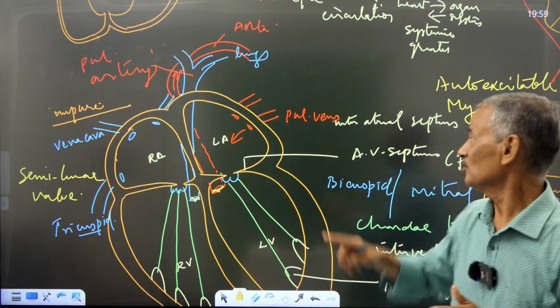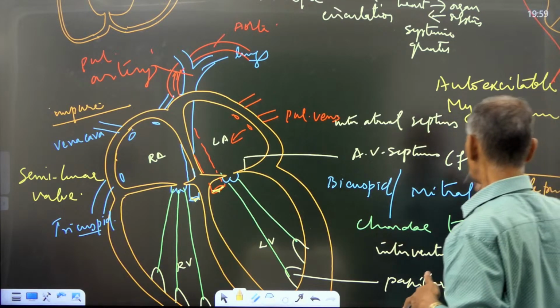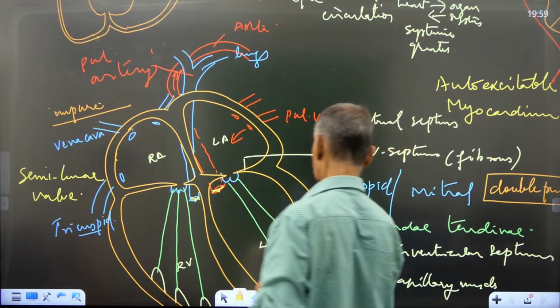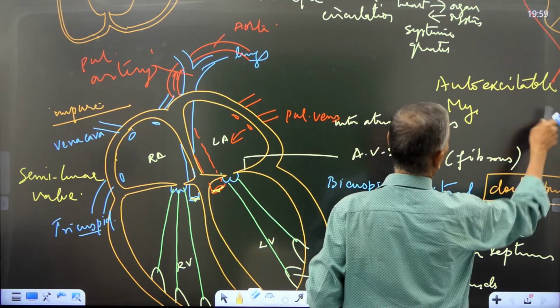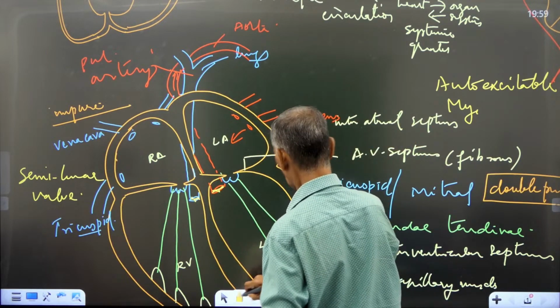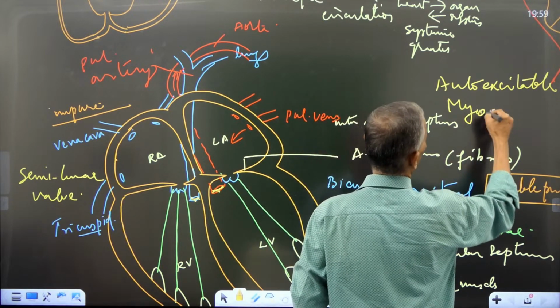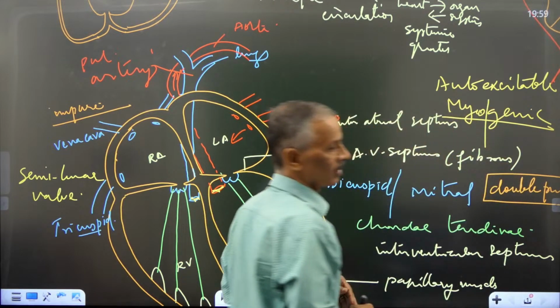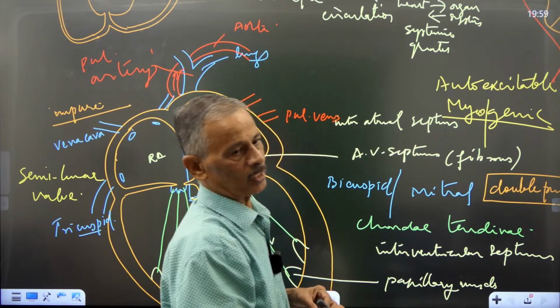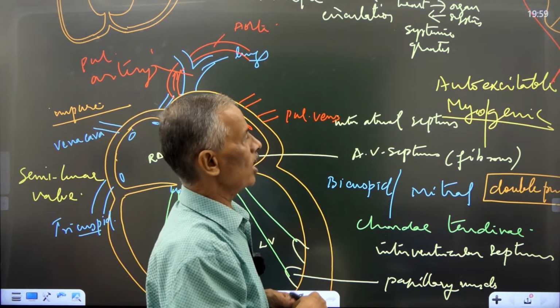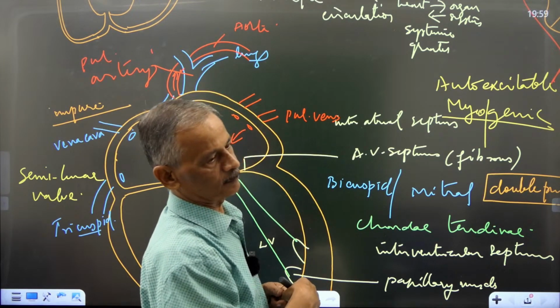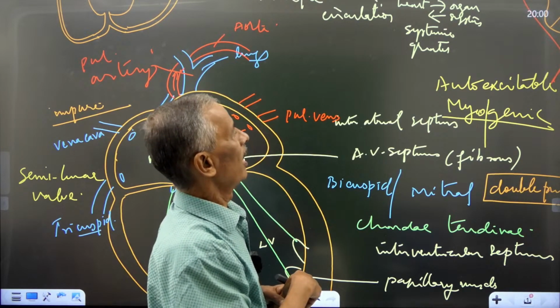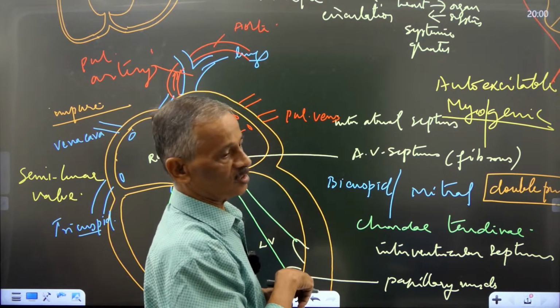Our heart is myogenic. നമ്മുടെ മസിൽസ് തന്നെയാണ് ആ റിതത്തിനെ ഉണ്ടാക്കുന്നത്. ഹാർട്ടിന്റെ റിതത്തിനെ ഉണ്ടാക്കുന്നത് മസിൽസ് തന്നെയാണ്. മയോജനിക് ആണ്. ആൻഡ് ഇറ്റ് ഈസ് ഓട്ടോ എക്സൈറ്റബിൾ, സ്വയം.